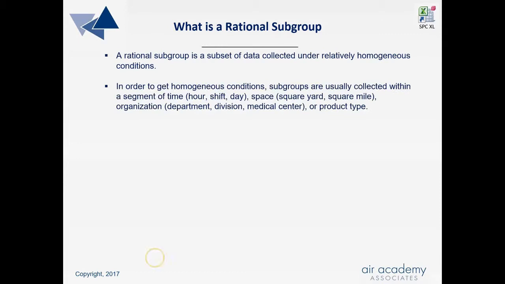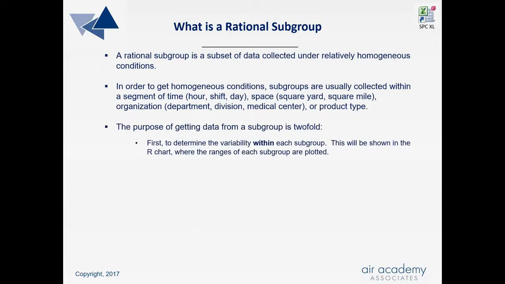Now, in order to get homogeneous conditions, subgroups are usually collected within a segment of time, like an hour, a shift, or a day. And if we're dealing with space, it could be a square yard or a square mile. It could be organizationally, different departments, different divisions, different medical centers, or it could be different product types.